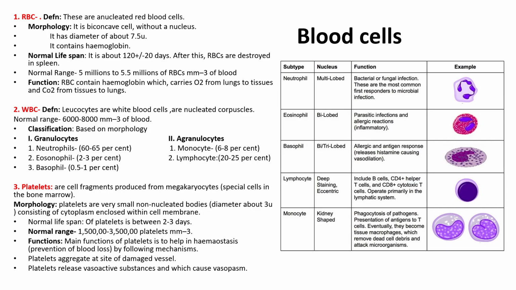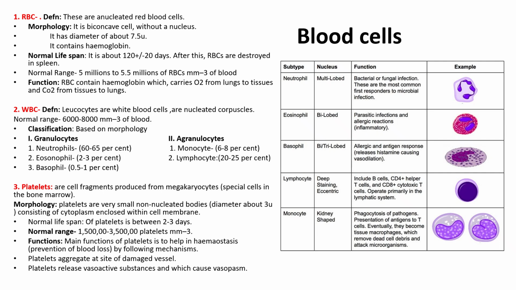Now we will see blood cells, that is RBC, WBC and platelets in detail. So RBCs, red blood corpuscles, also called erythrocytes. They are anucleated cells, biconcave. Size is around 7.2 micron. It contains hemoglobin, and so it is also called red pigment. The lifespan of RBCs is 120 days, and function: it contains hemoglobin which carries oxygen from lungs to tissues and carbon dioxide from tissues to lungs.